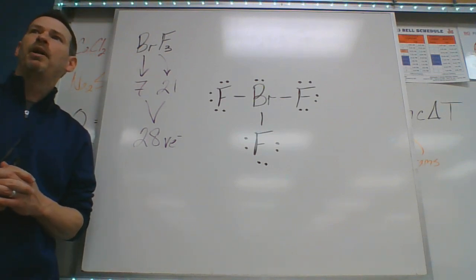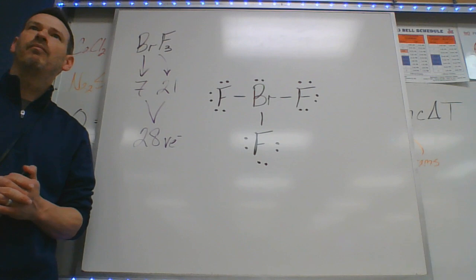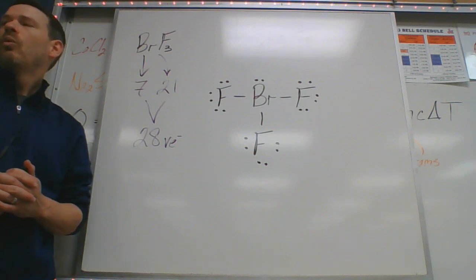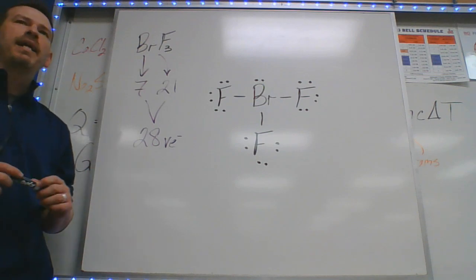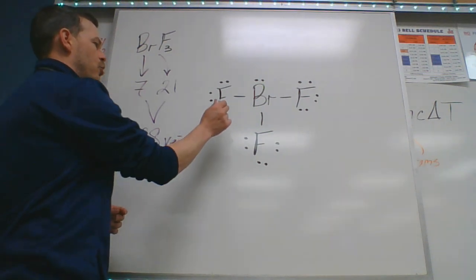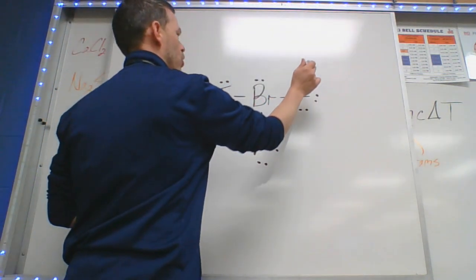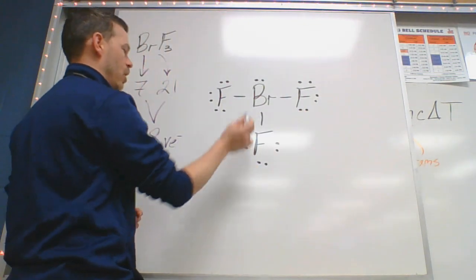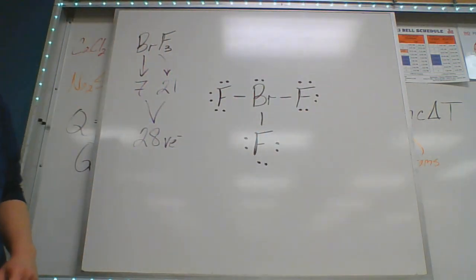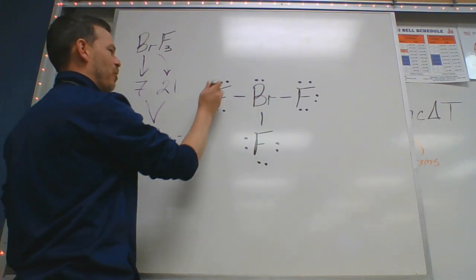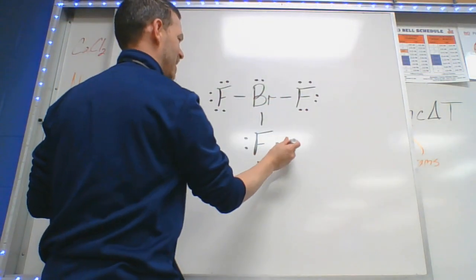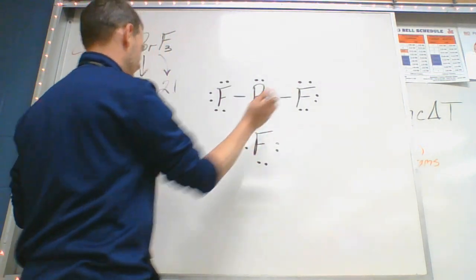Hooray, I put an octet everywhere. We want the magic number to be 28, so here we go. 2, 4, 6, 8, 10, 12, 14, 16, 18, 20, 22, 24, 26, 28. I think I did that wrong. Let me do that one more time. Stupid Friday. 2, 4, 6, 8, 10, 12, 14, 16, 18, 20, 22, 24, 26.